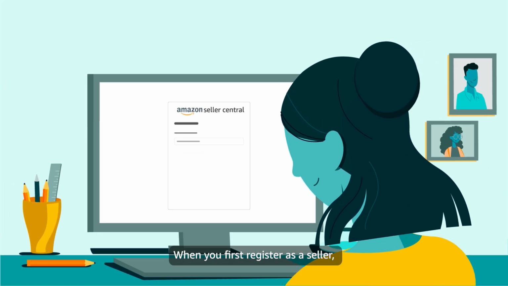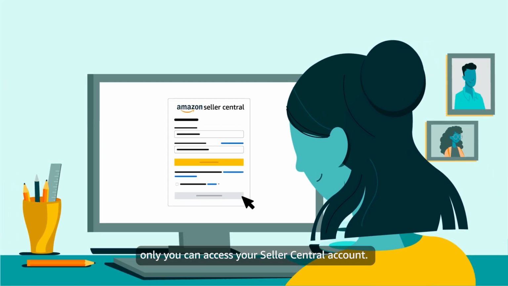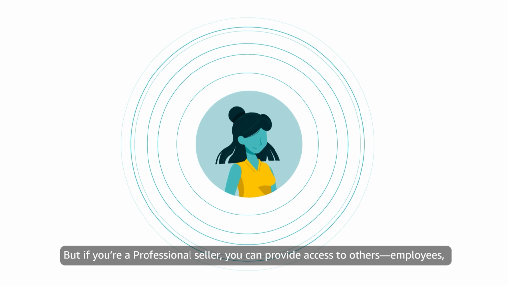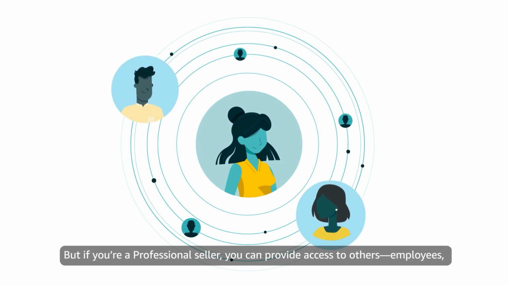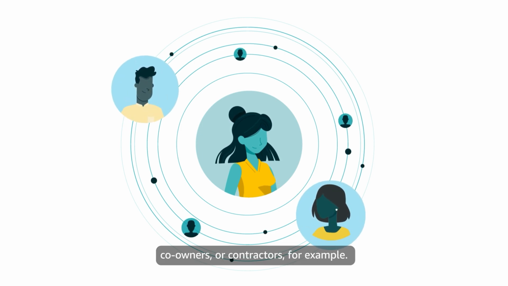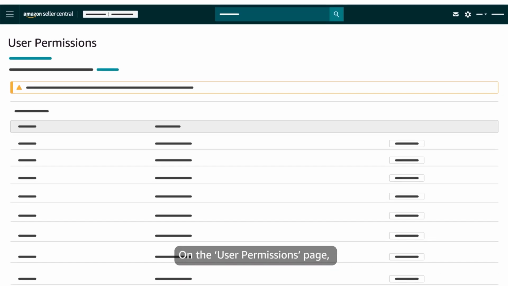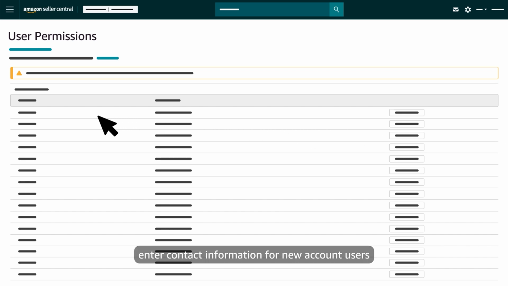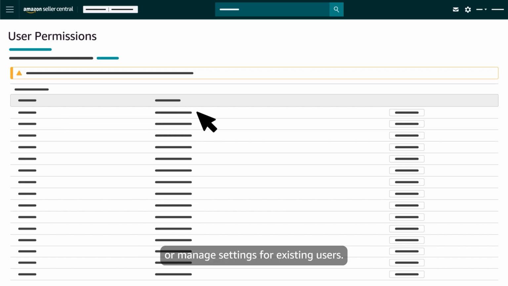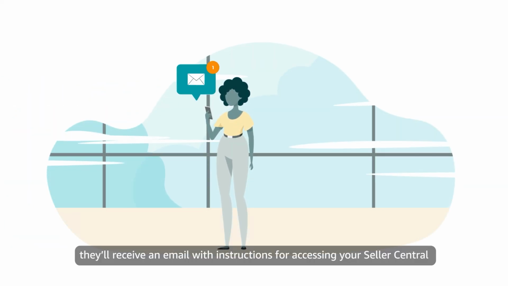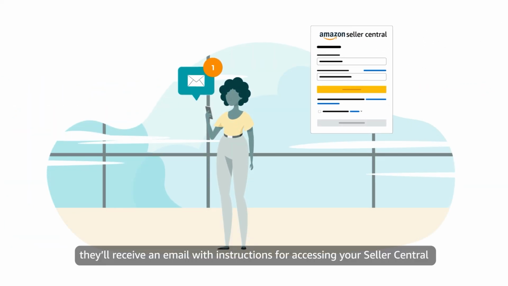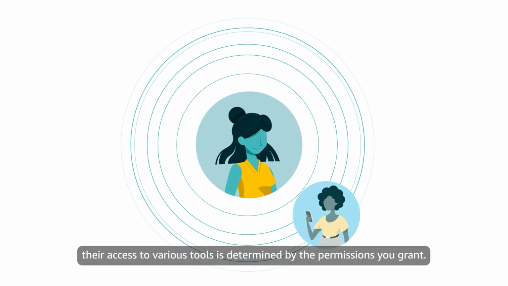When you first register as a seller, only you can access your Seller Central account. But if you're a professional seller, you can provide access to others, employees, co-owners, or contractors, for example. Start by hovering over the gear icon, then clicking User Permissions. On the User Permissions page, enter contact information for new account users or manage settings for existing users. When you invite a new user, they'll receive an email with instructions for accessing your Seller Central account using their own credentials. As a secondary account user, their access to various tools is determined by the permission you grant.